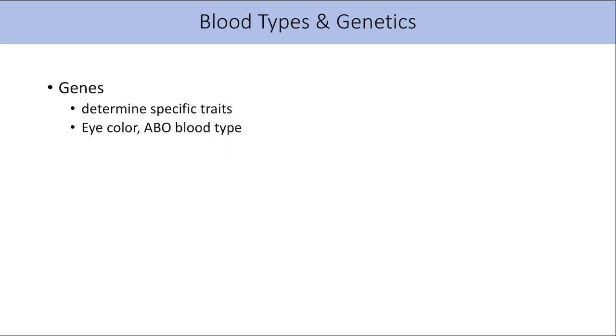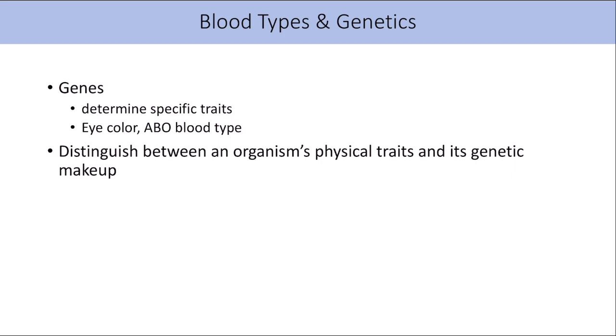Pretty much every physical trait you have is determined by genes, either a gene or a combination of genes. So there are terms to distinguish between an organism's physical traits, which is what you actually see, like brown versus blue eyes, the A versus B versus AB versus O blood type, and so forth, versus the genetic makeup. So what are the actual genes saying? What is the sequence of nucleotides or the sequence of codons that are determining this particular trait?